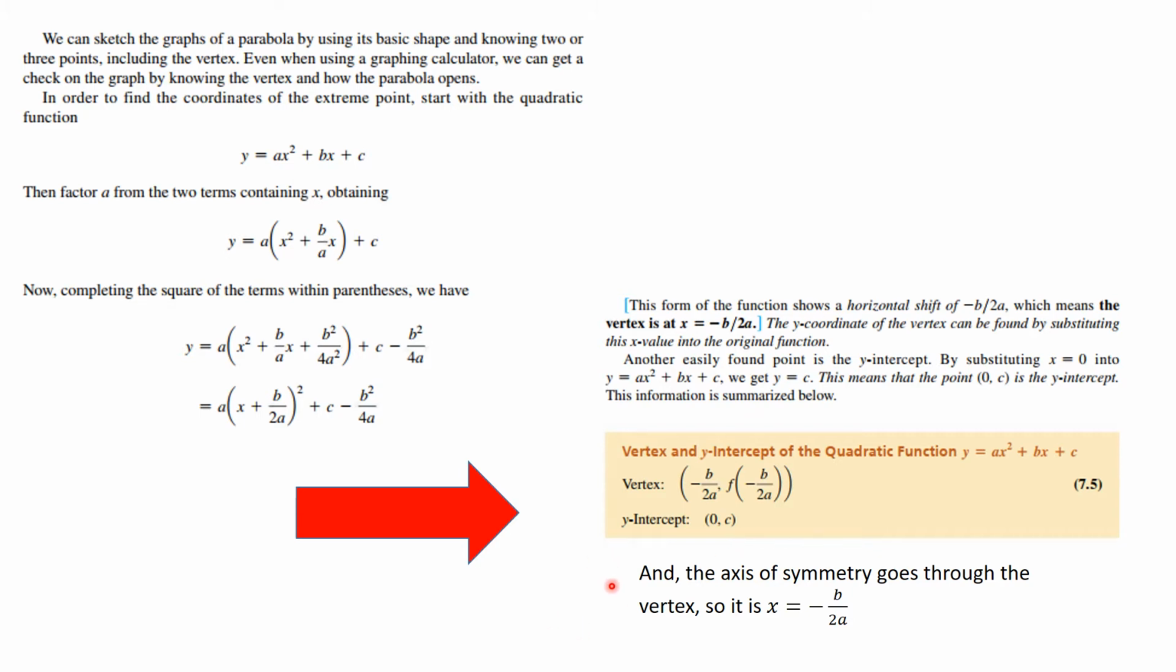And moreover, and I'm adding this here, the axis of symmetry goes through the vertex. So in this case, it is x is equal to minus b over 2a.